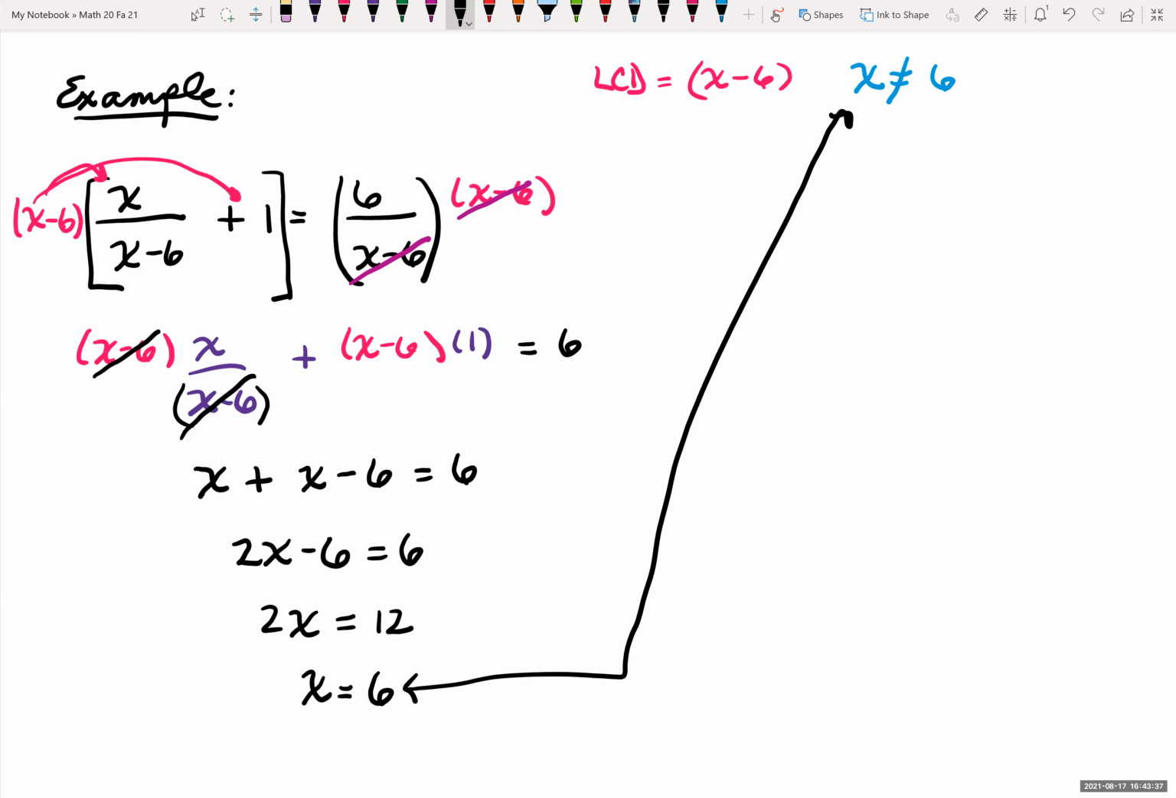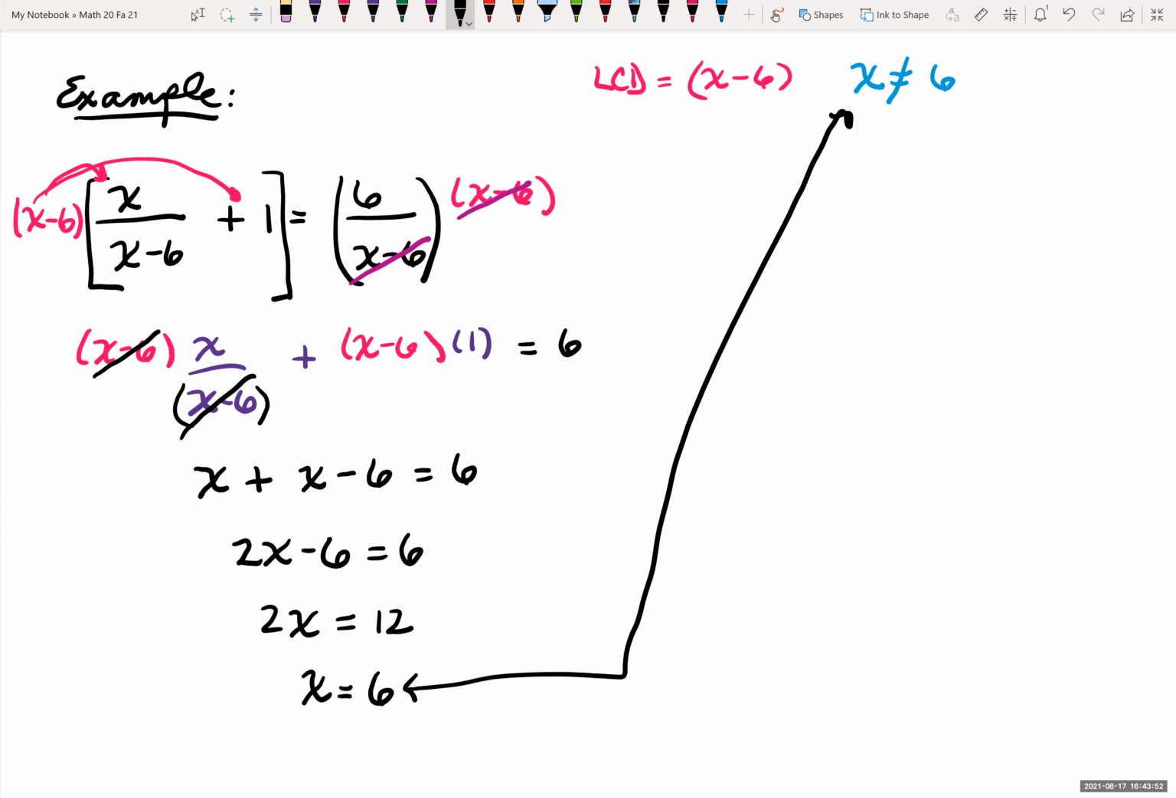Well, at the beginning, I stated that x could not be 6. If you didn't state that, then go back to your original equation and always make sure that if you had variables in the denominator, the solution is not making that denominator 0. So x can't be 6.